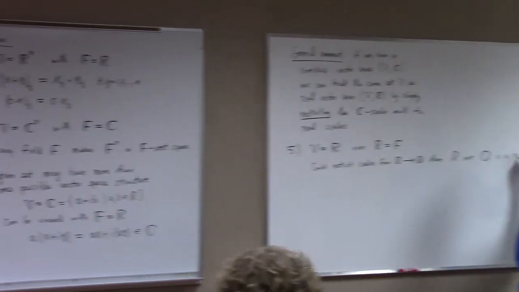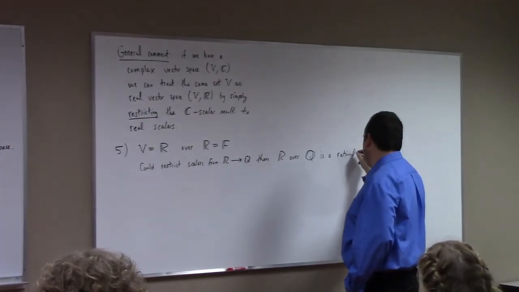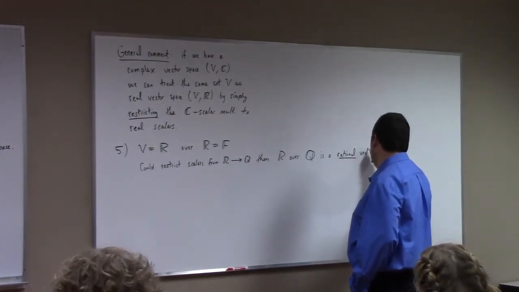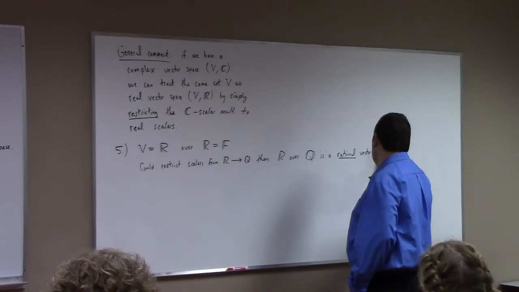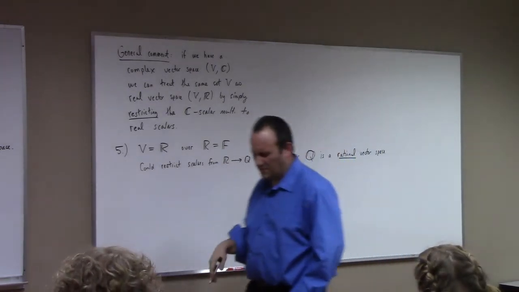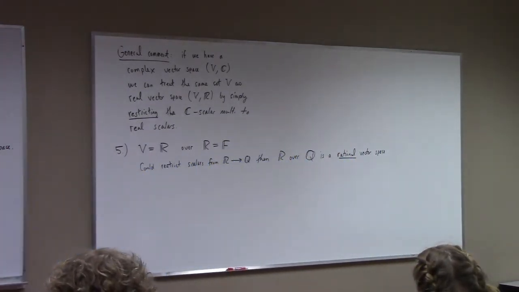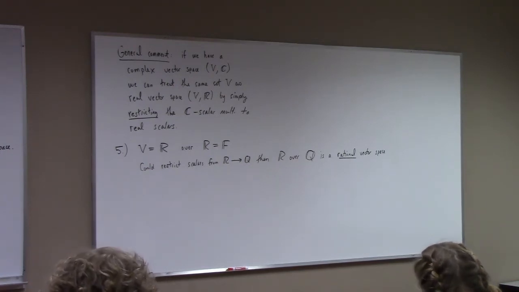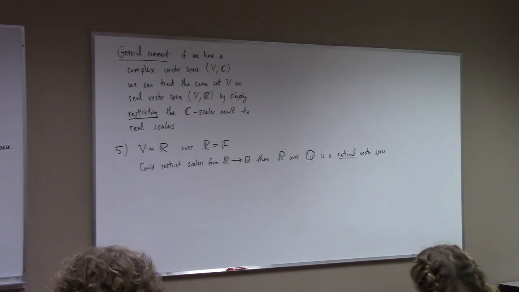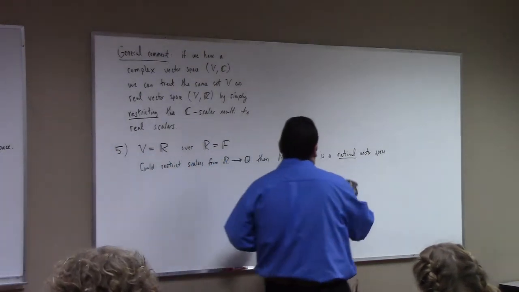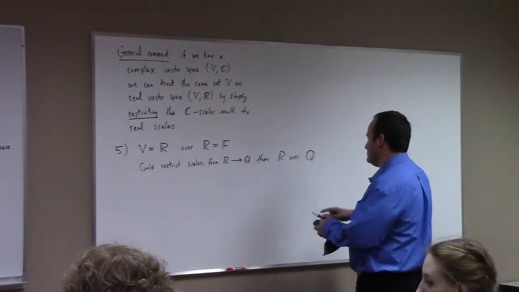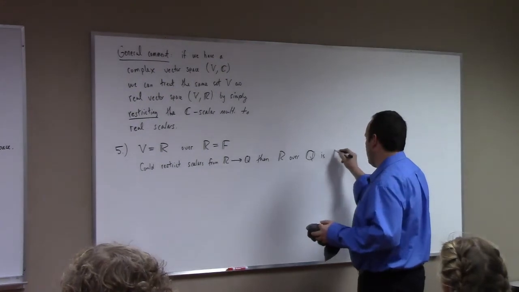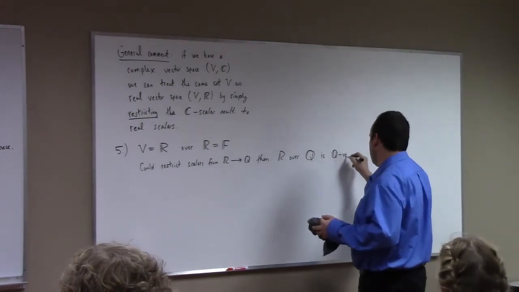is a so-called rational vector space. Actually, I'm not sure about that terminology, but the typical terminology I would hear would be the reals are a vector space over the rationals. Okay, the reals are a vector space over the rationals would be what we usually say. Or you could say this is a Q vector space.